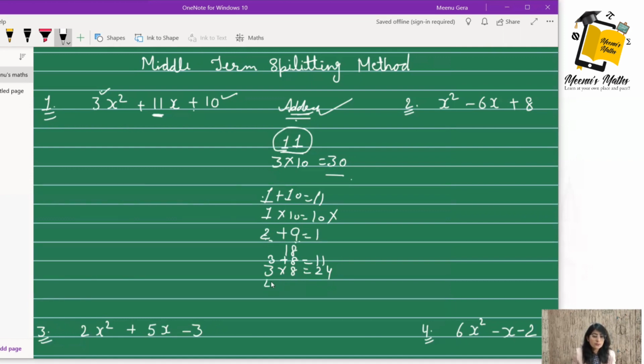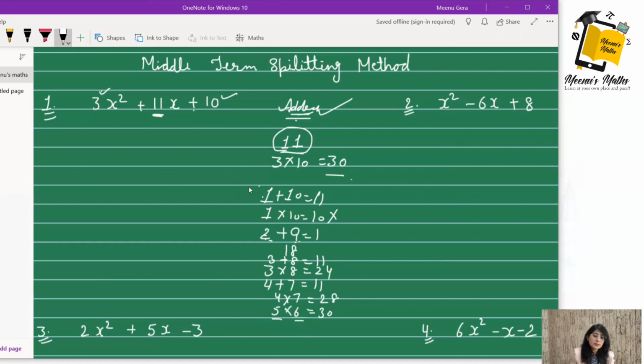If I go for 4, 4 plus 7 is 11, but 4 sevens are 28. Go to the next one. Next is 5. 5 plus 6 is 11 and 5 sixes are 30. So it means we have these two numbers, 5 and 6.